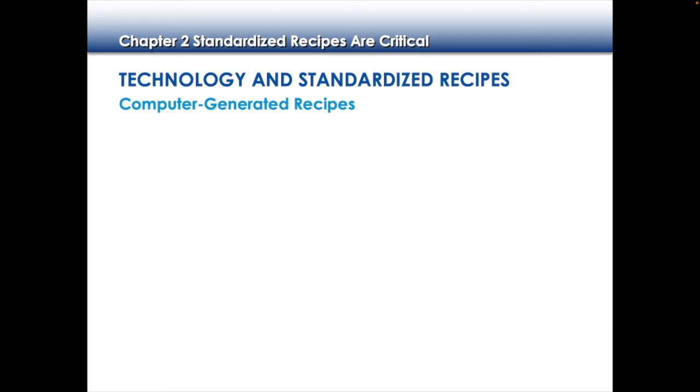So one of the things that we can utilize, though, is technology. Technology helps us to do quite a few things in standardized recipes. Computer generated recipes, this is what we use a lot of these days. And as a matter of fact, the computerized spreadsheet that I've given you is going to be helpful in that, because there are some formulas built into it that you won't be able to change that will make some of the calculations for you.